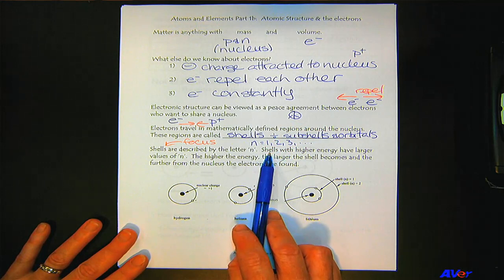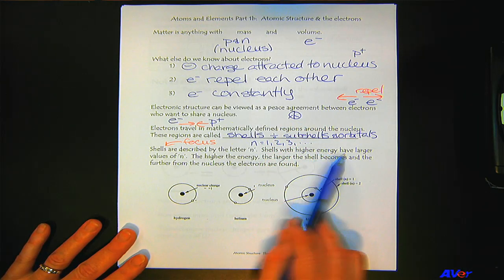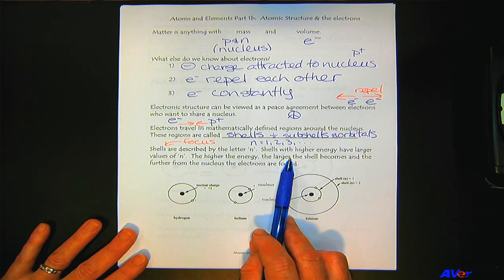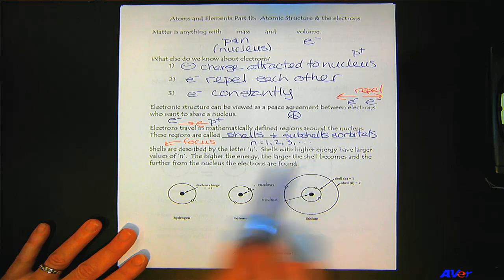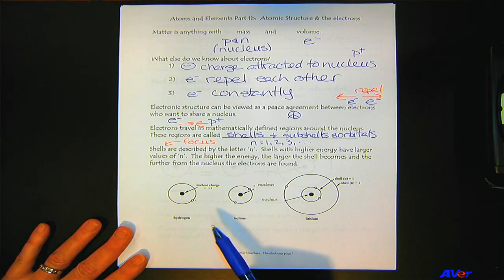Of course, we run out of atoms. The shells with the higher value of N, the larger value of N, have the higher energy, and the shell will be larger, and it'll be further from the nucleus. So let's look at an example of that.